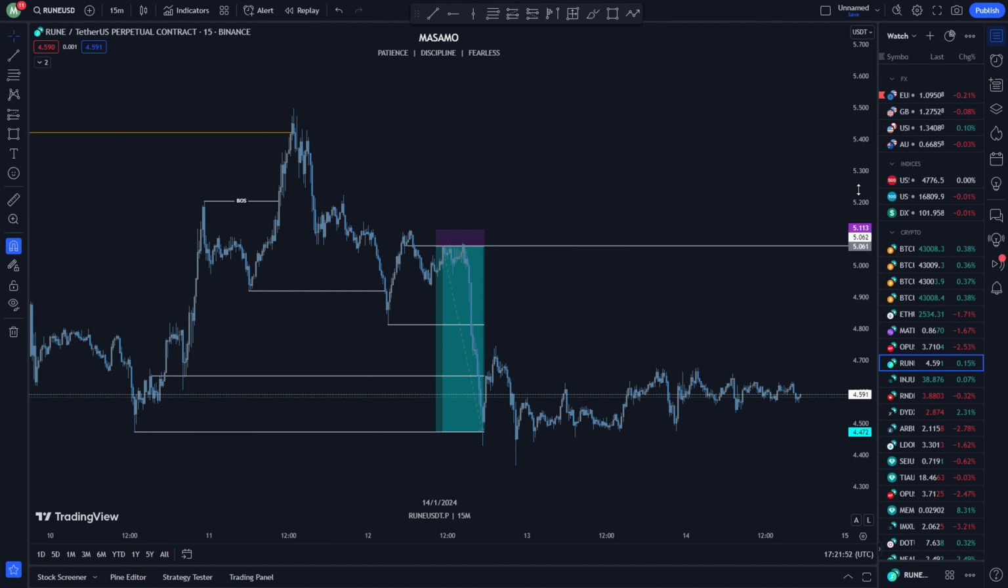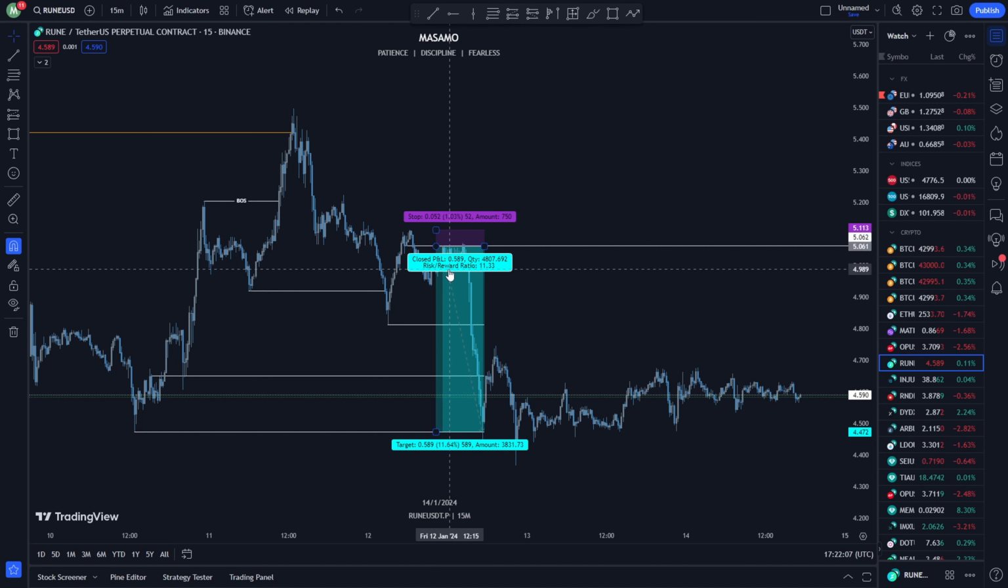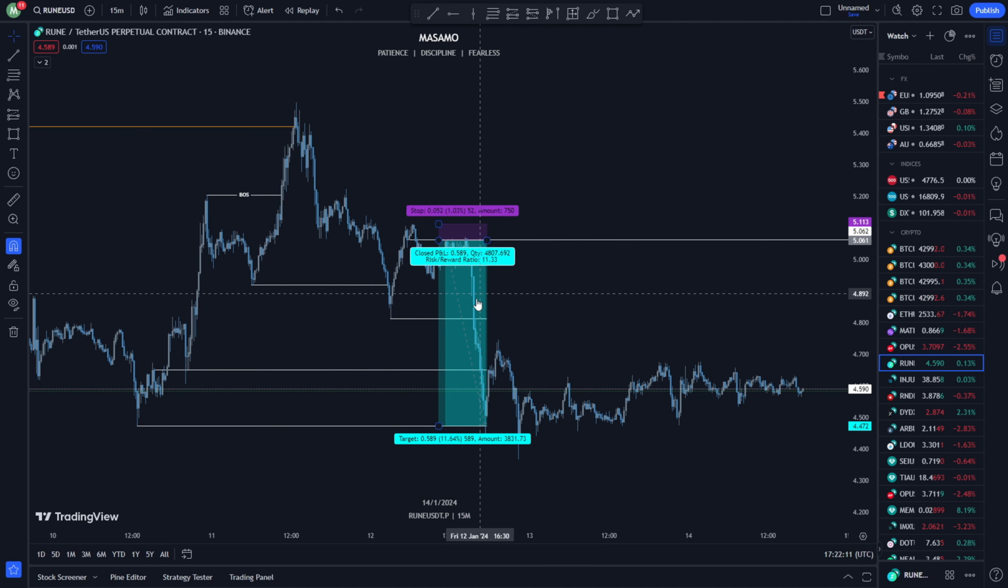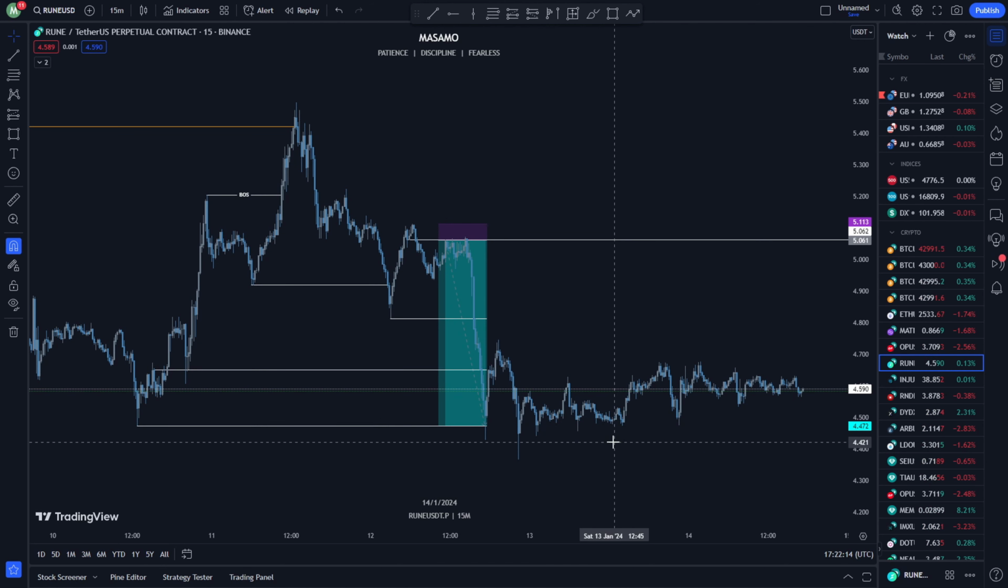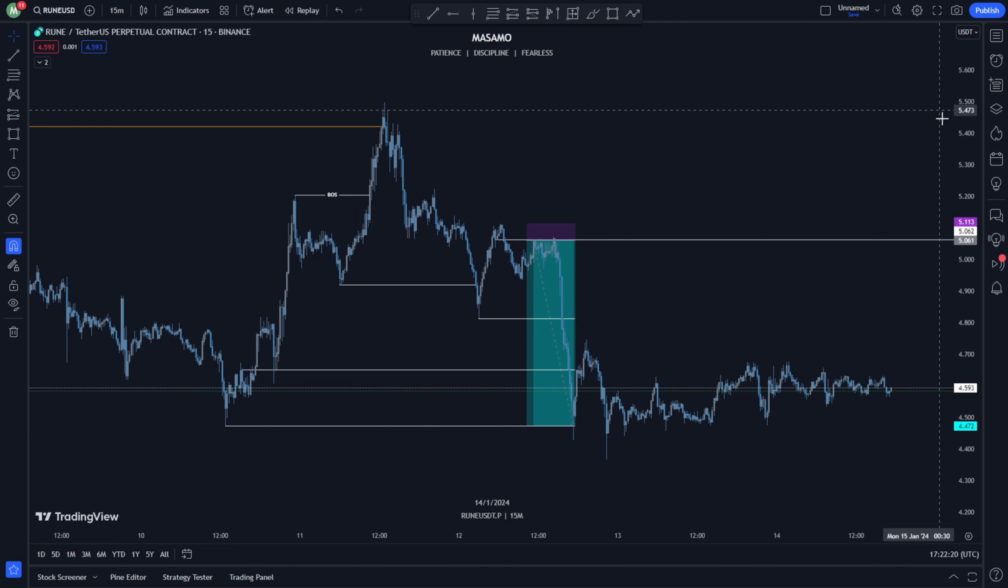So this is Rune on a 15-minute time frame, and before we start I want to tell you that I'm a little cold, so sorry for my voice. So this is the trade I took, which is 11.33R, which is amazing. As you guys can see, I had almost a sniper entry and I got hit on full take profit, and I'm going deep into price action and telling you guys the reasons why I took this trade.